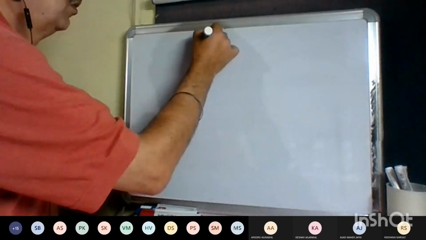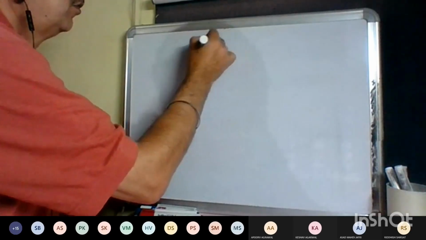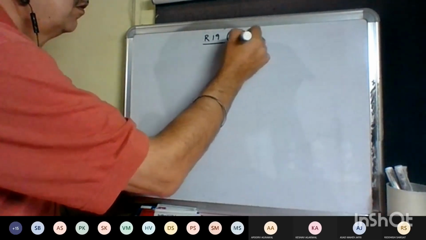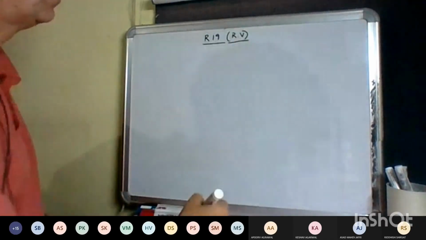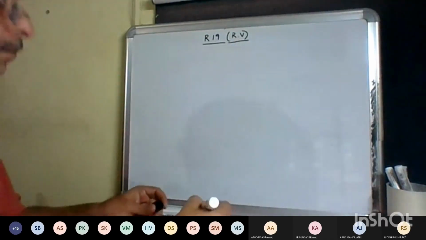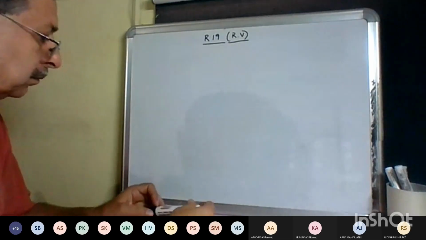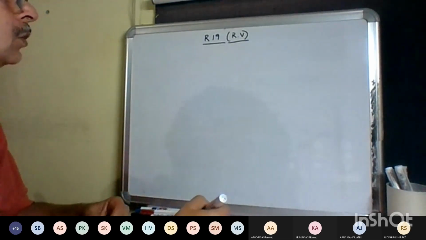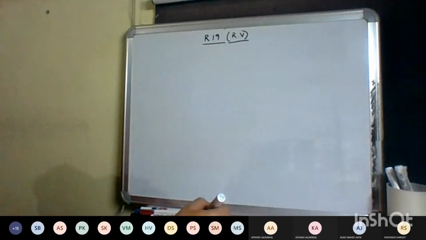Coming on to Rule 19, restricted visibility, RV. So RV, rule number 19.